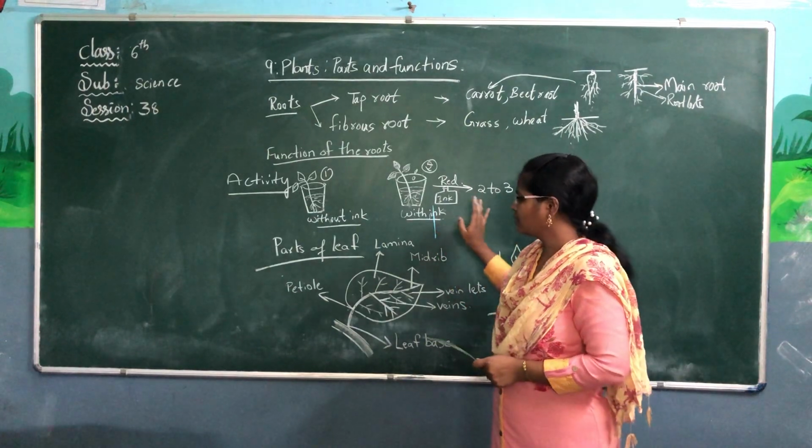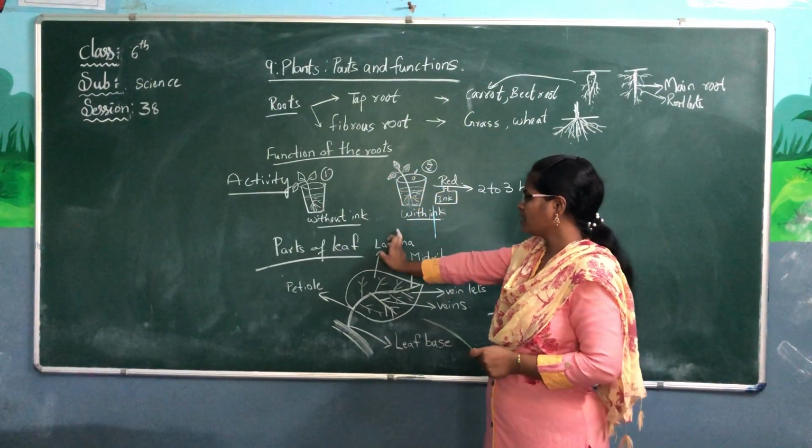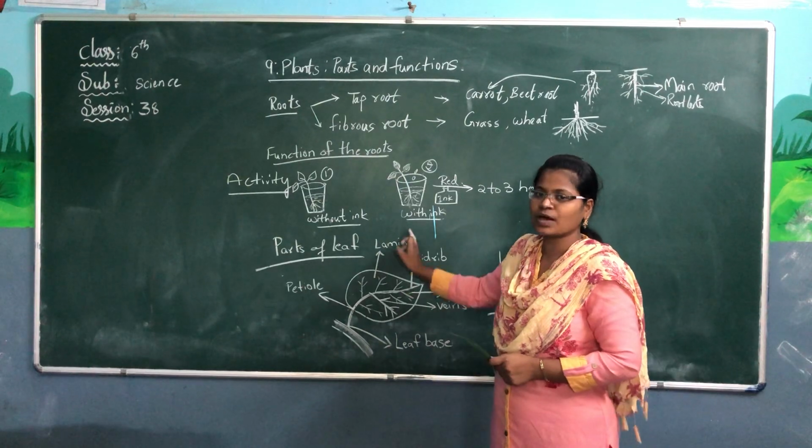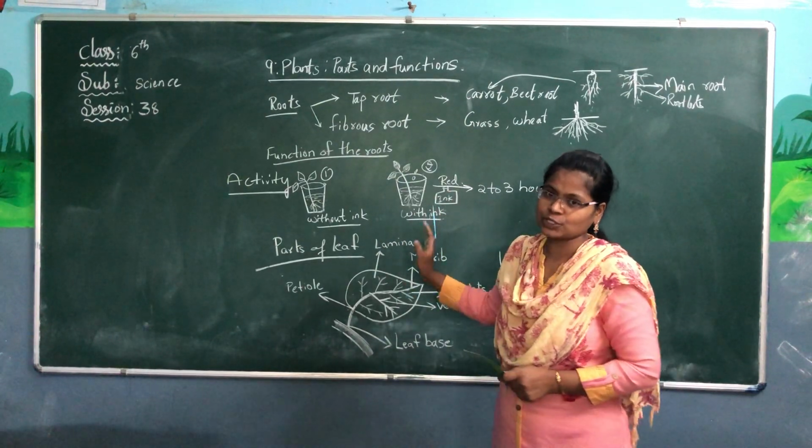Show it to me. These two diagrams: the function of roots activity and the parts of leaf. These two are your homework. Draw these diagrams and show them to me.